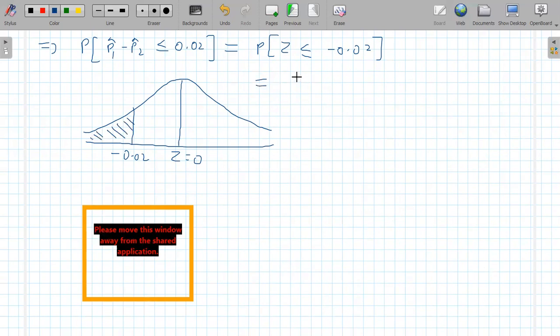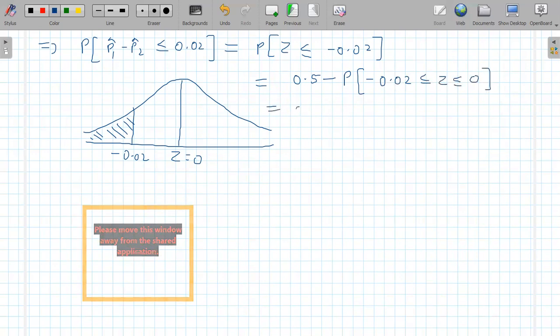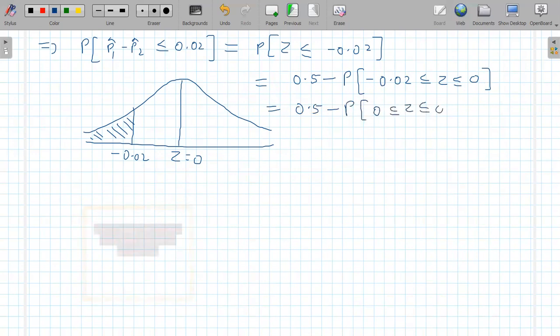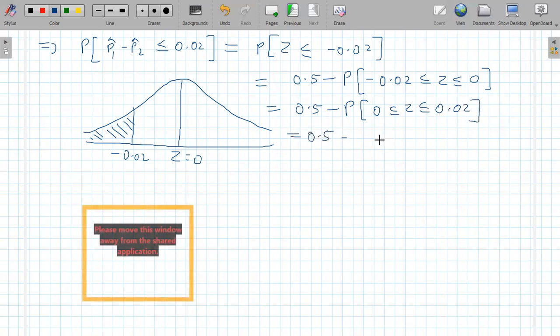So this is equal to 0.5 minus the area between minus 0.02 and 0, which is same as 0.5 minus the area between 0 and 0.02. We look in the table, standard normal table, that gives you the value of 0.008, and this is equal to 0.508. That's all. This is the answer.